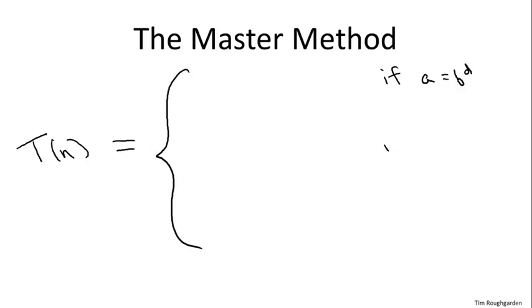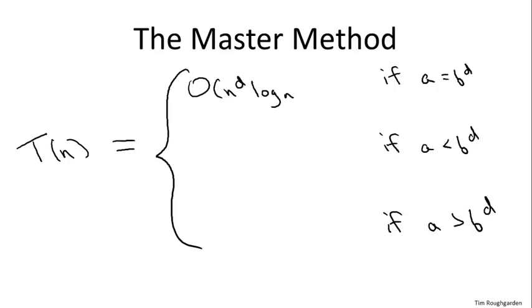So we're going to have one case for when they're equal. We're going to have one case for when a is strictly smaller than b to the d. And the third case is when a is strictly bigger than b to the d. And in the first case, we get a running time of big O of n to the d times log n.